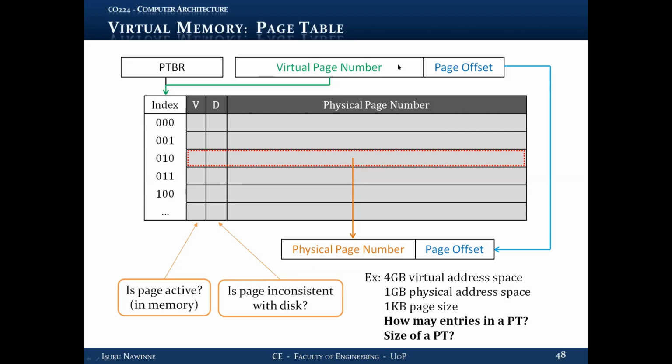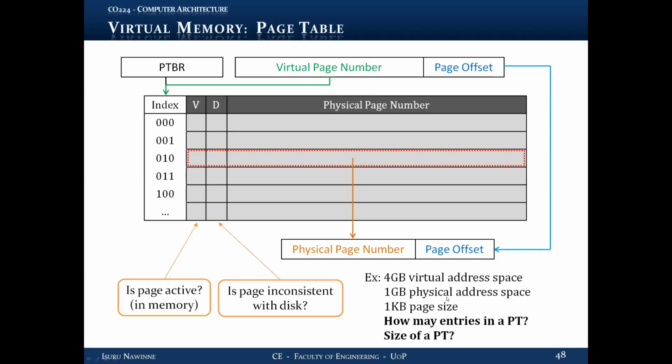So that means, what is the size of the virtual page number? How many bits do you have for the virtual page number? We have 22 bits for the virtual page number. So that means there are 2 to the power 22 individual pages in the virtual address space. That means the page table should contain 2 to the power 22 different entries, right? Each virtual page should have an entry here, right? Okay. So how many entries in a page table? That is 2 to the power 22, right?